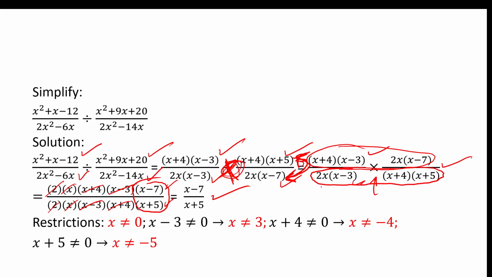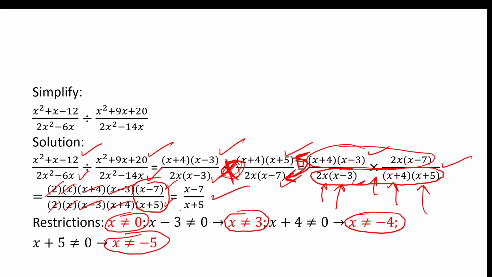Now, what we do is we look at our possible restrictions. We see in the denominator a factor of x, that cannot equal 0. We see a factor of x minus 3, that cannot equal 0, ultimately meaning x can't equal 3. We see a factor of x plus 4, that can't equal 0, meaning x can't equal -4. And we see a factor of x plus 5, that can't equal 0, meaning x can't equal -5. And a lot of times that's where people stop.